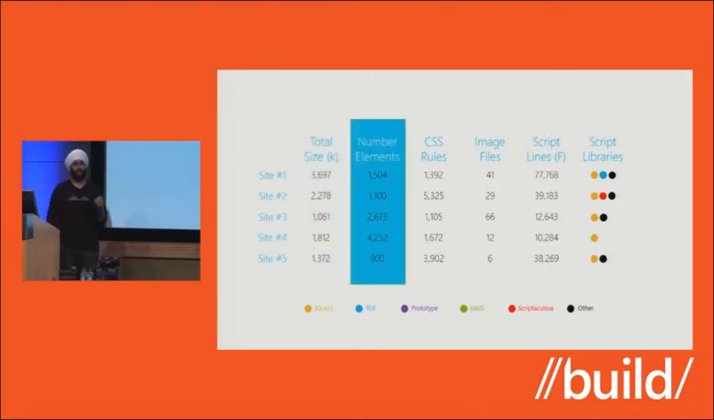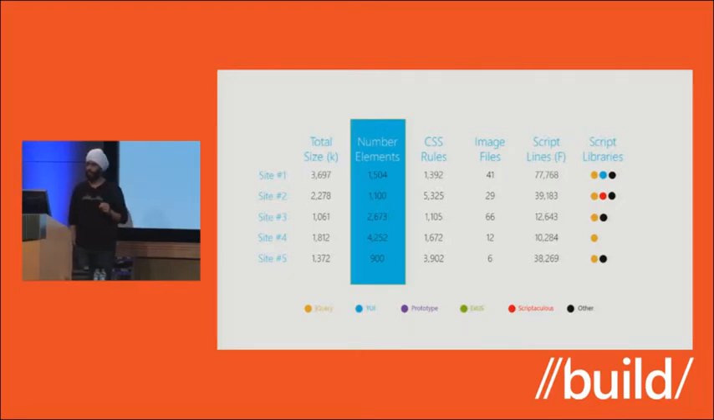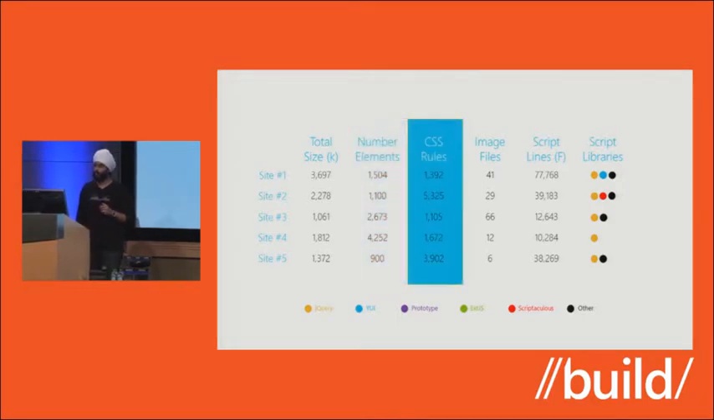If we look at the number of elements in the fully constructed DOM after the page has loaded, we'll see that there's significant variance here as well. We go anywhere from 900 elements to 4,000. Again, almost a factor of 4. If we look at the number of CSS rules in the fully rendered page, again, the data varies from 1,100 all the way up to 5,300, almost a factor of 5.